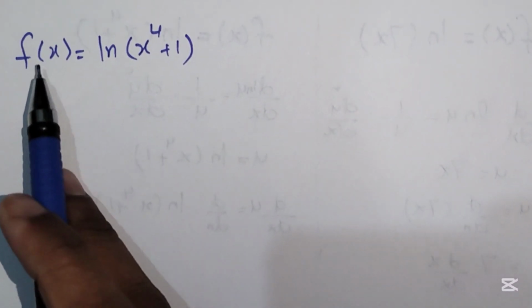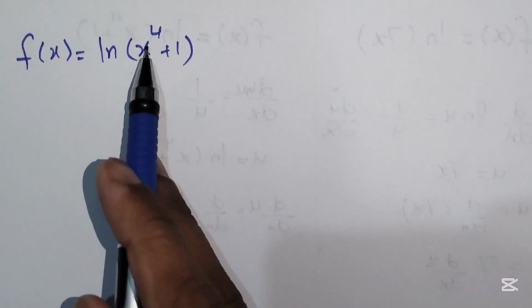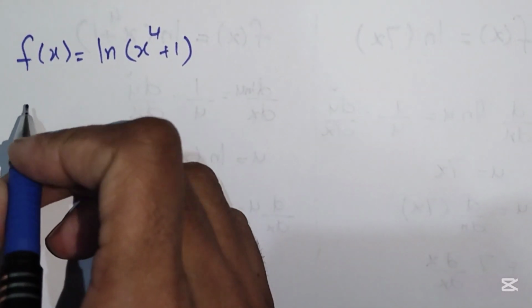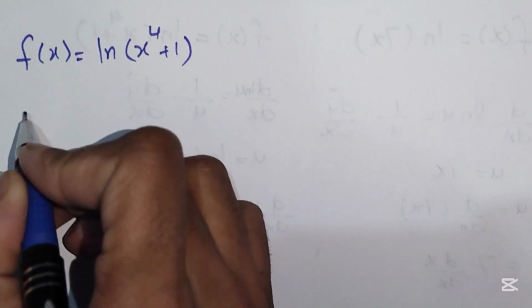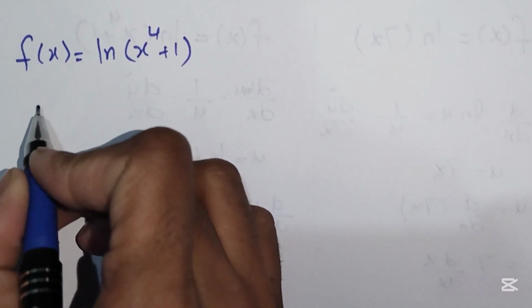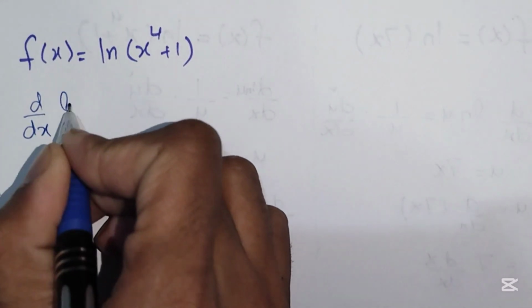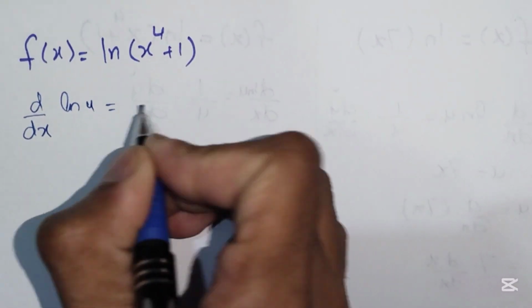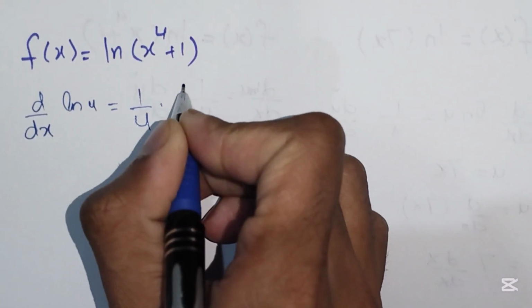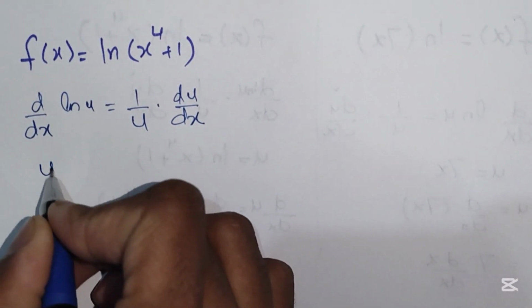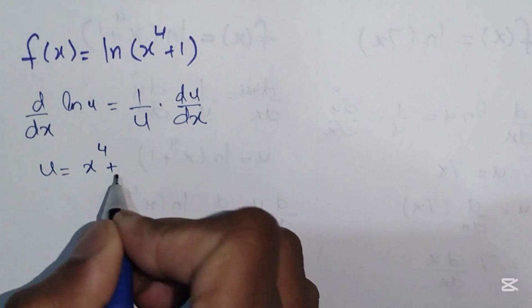Now we have another function, f of x equals natural log of x power 4 plus 1. We have to find its derivative. We will start solving it. We know that the chain rule is d by dx of natural log of u equals 1 over u times du by dx. In this question we have u equals x power 4 plus 1.